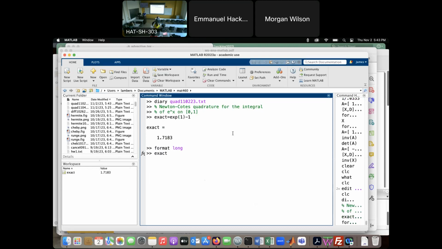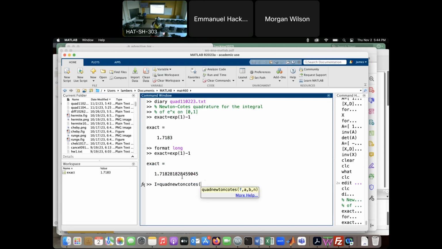Okay, so for sake of the diary, I'll just read it. Format long. Okay, so that's what we're hoping for. Now I call this function quad Newton-Cotes. My arguments, the first argument is f.